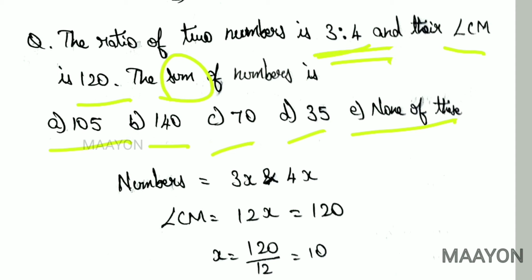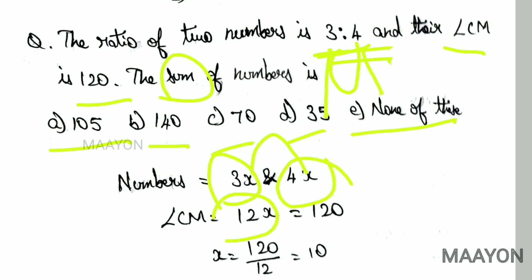The first number should be a multiple of 3 and the second number should be a multiple of 4 because they are in the ratio 3 is to 4. So the common factor between the first number and the second number is cancelled out, and the remaining part that is not common, which is 3 and 4, remains. Let's assume that common number be x. So the first number would be 3x and the second number would be 4x and the LCM is 12x.